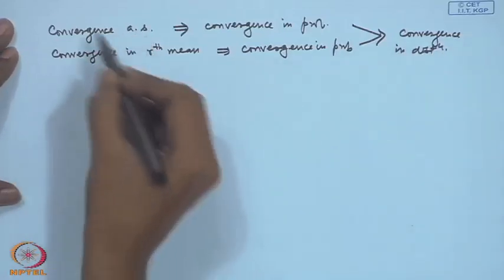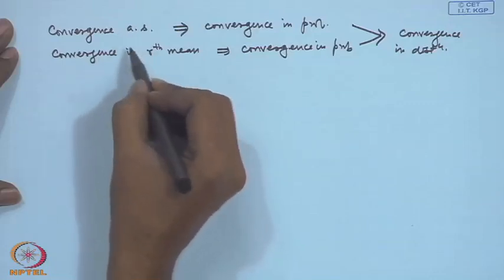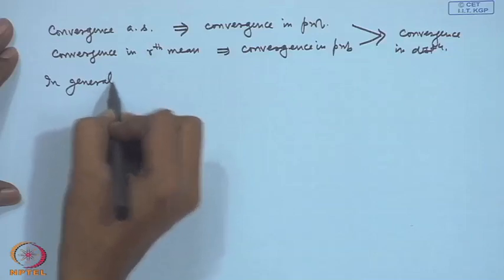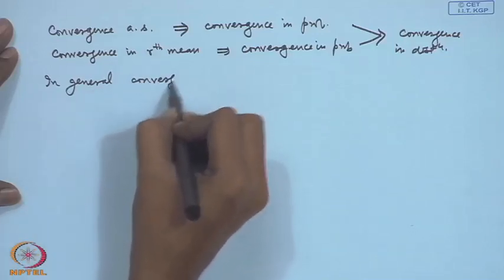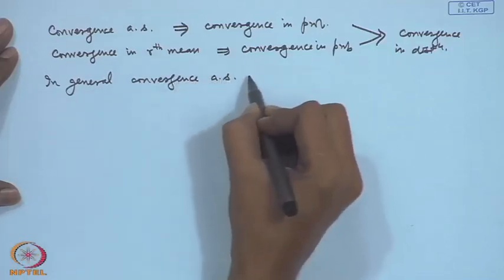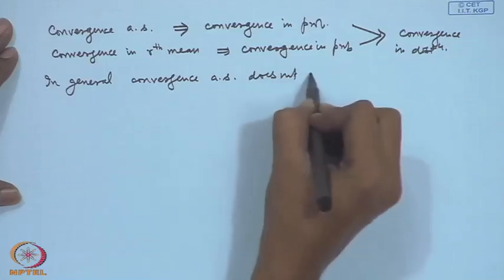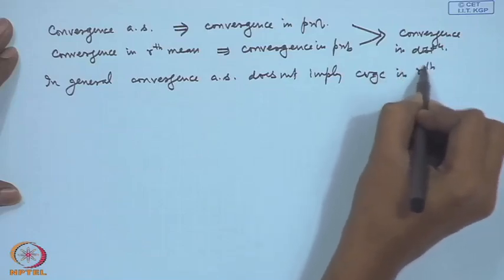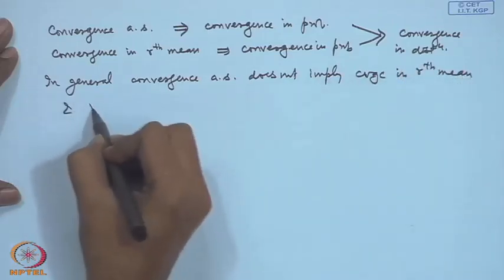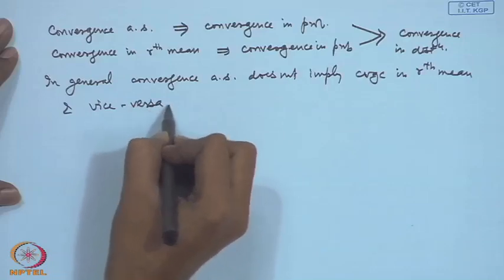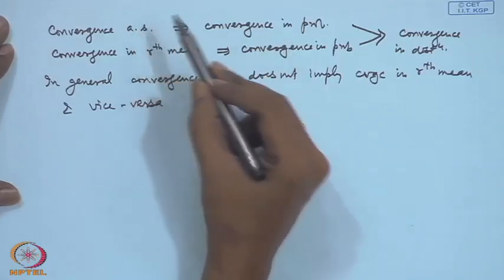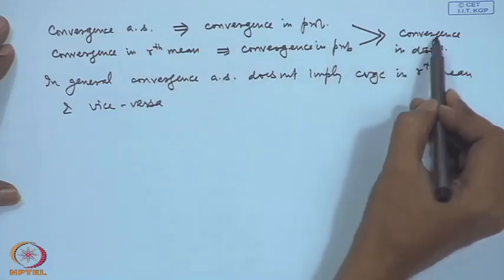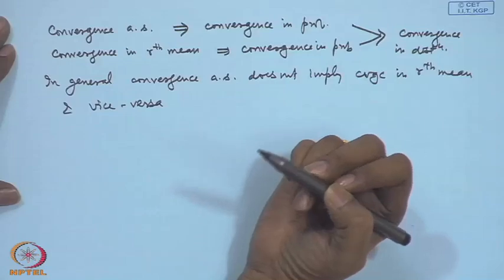Of course, neither convergence almost surely nor convergence in rth mean implies the other without any conditions. In general, convergence almost surely does not imply convergence in rth mean and vice versa. Convergence in probability does not imply convergence almost surely. Convergence in probability does not imply convergence in rth mean. Convergence in distribution does not imply convergence in probability.